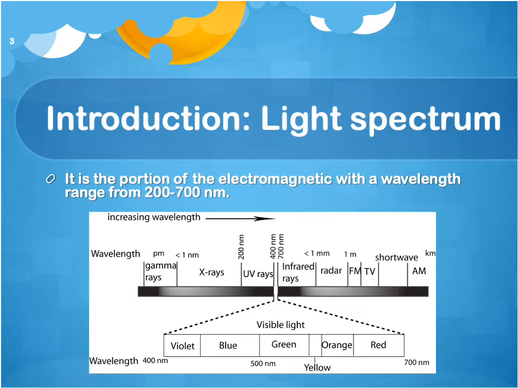Light spectrum is the range of electromagnetic spectrum from 200 to 700 nanometer. It can be divided into spectral ranges, which are ultraviolet or UV light from 200 to 400 nanometer, and the visible light from 400 to 700 nanometer.